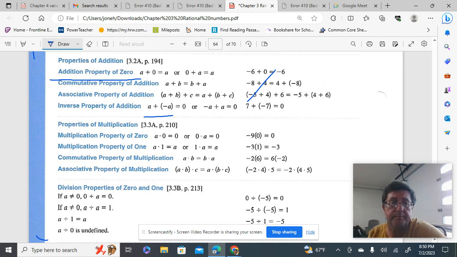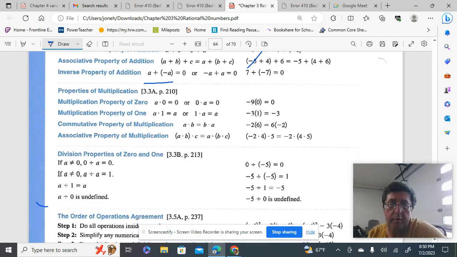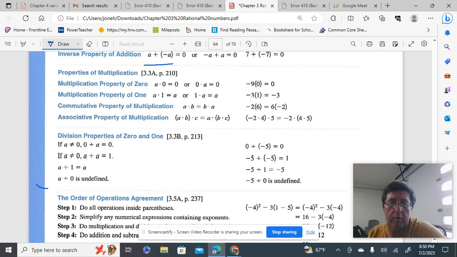Okay, so the inverse property of addition. You can take a plus negative a equals 0, or you could do negative a plus a equals 0. I don't really care for that much because it's not going to apply a whole lot. I've never had to use it. I've had to teach it, but never really use it.